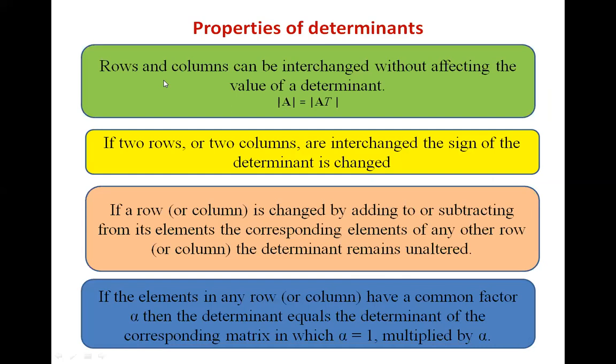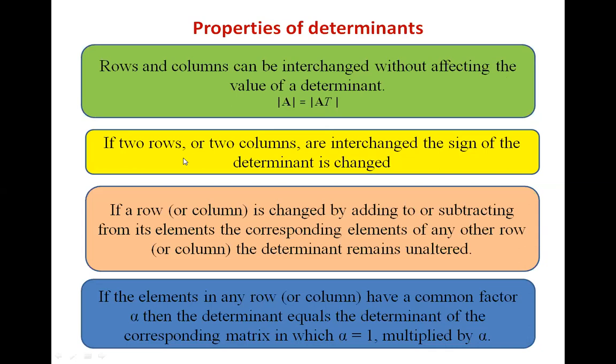So here let us see the first property of determinant. As you know about the transpose matrix, the first property of determinants is that rows and columns can be interchanged without affecting the value of determinant. If you interchange the rows and columns, you get the same value of determinant. So for example, the determinant of matrix A is equal to the determinant of the transpose matrix. So these are one and the same.